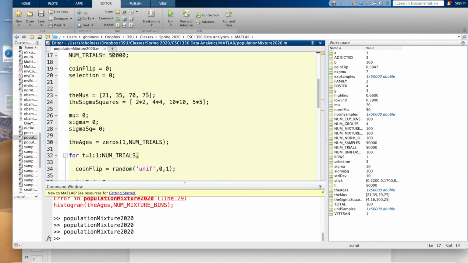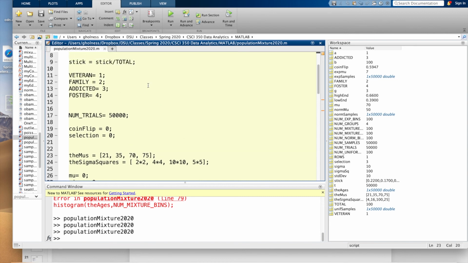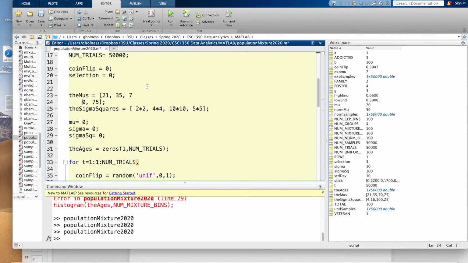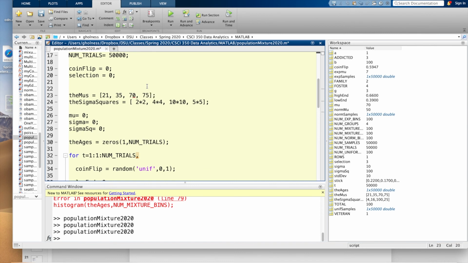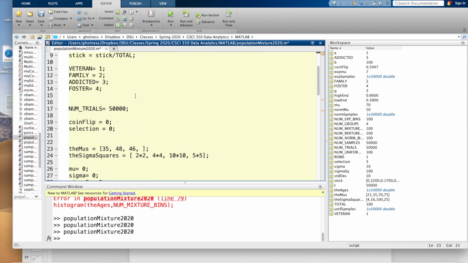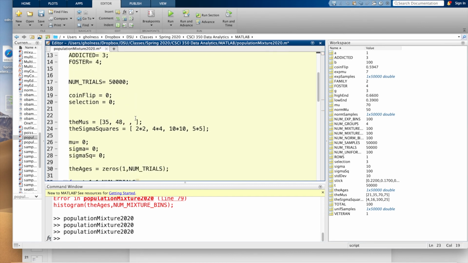Let's take the mu, right? And it's 35. Let's change the age of addicted from 70, because 70 is probably a little bit too old, to 46. And let's call this aged out foster, usually a lot younger, right? So let's call veterans 35. I'm trying to spread them out. Family, let's call that 48. Addicted, let's call that 59. Age foster, let's call that 19, right? And let's see what happens. So we save that, and let's run it.